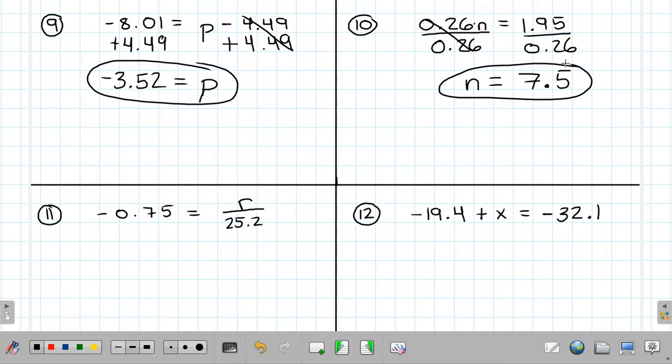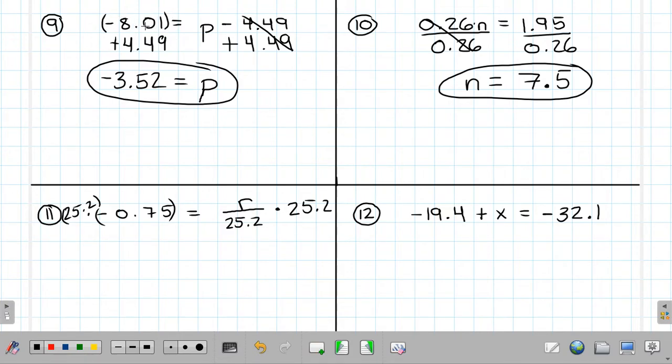And the last two here for the first set, we have negative 0.75 is equal to r divided by 25.2. So then that means we need to multiply by 25.2 on both sides. I am going to use parentheses here just so I don't get it mixed up with the negative. If you've got a negative number and you're going to do an operation to it, I always strongly suggest putting in parentheses. You can even do it up here if you needed to.